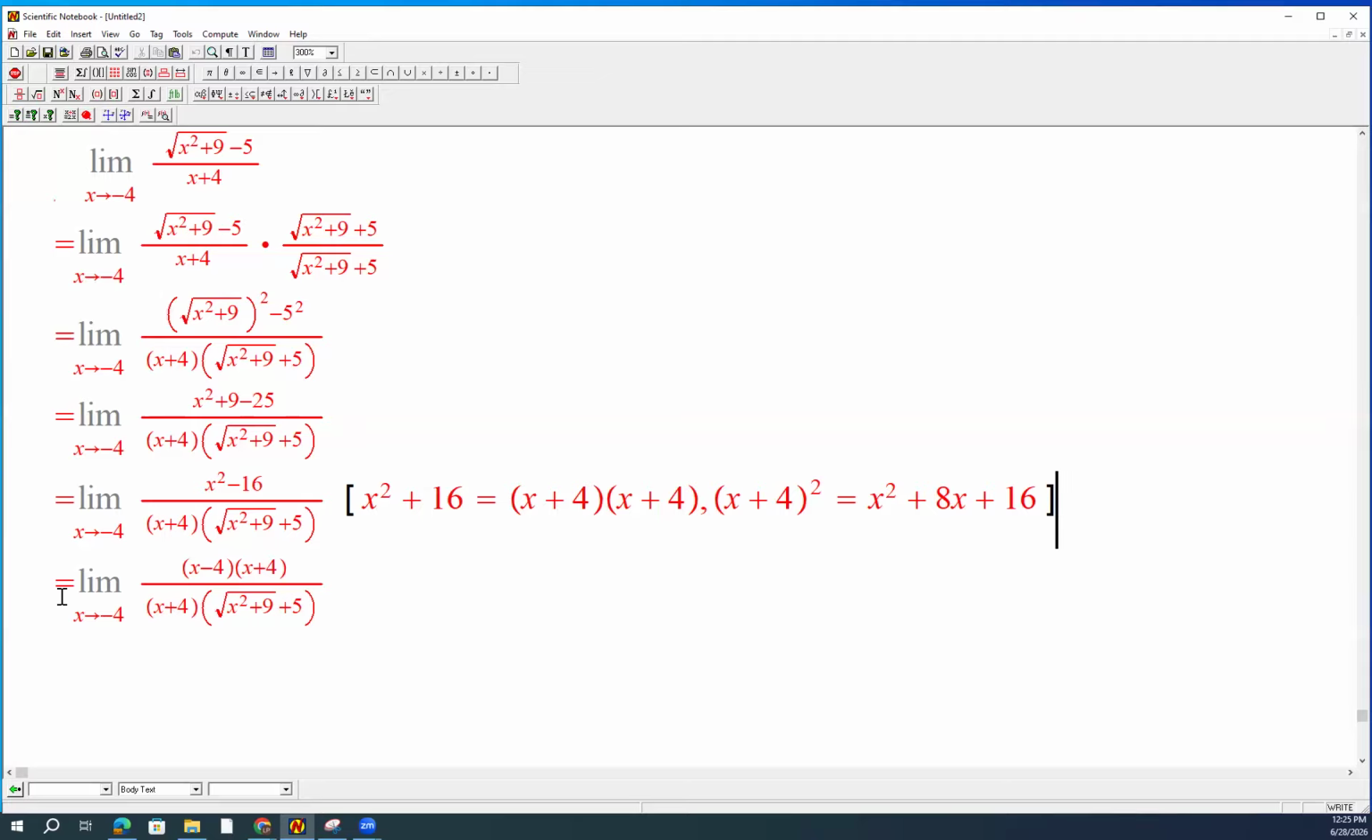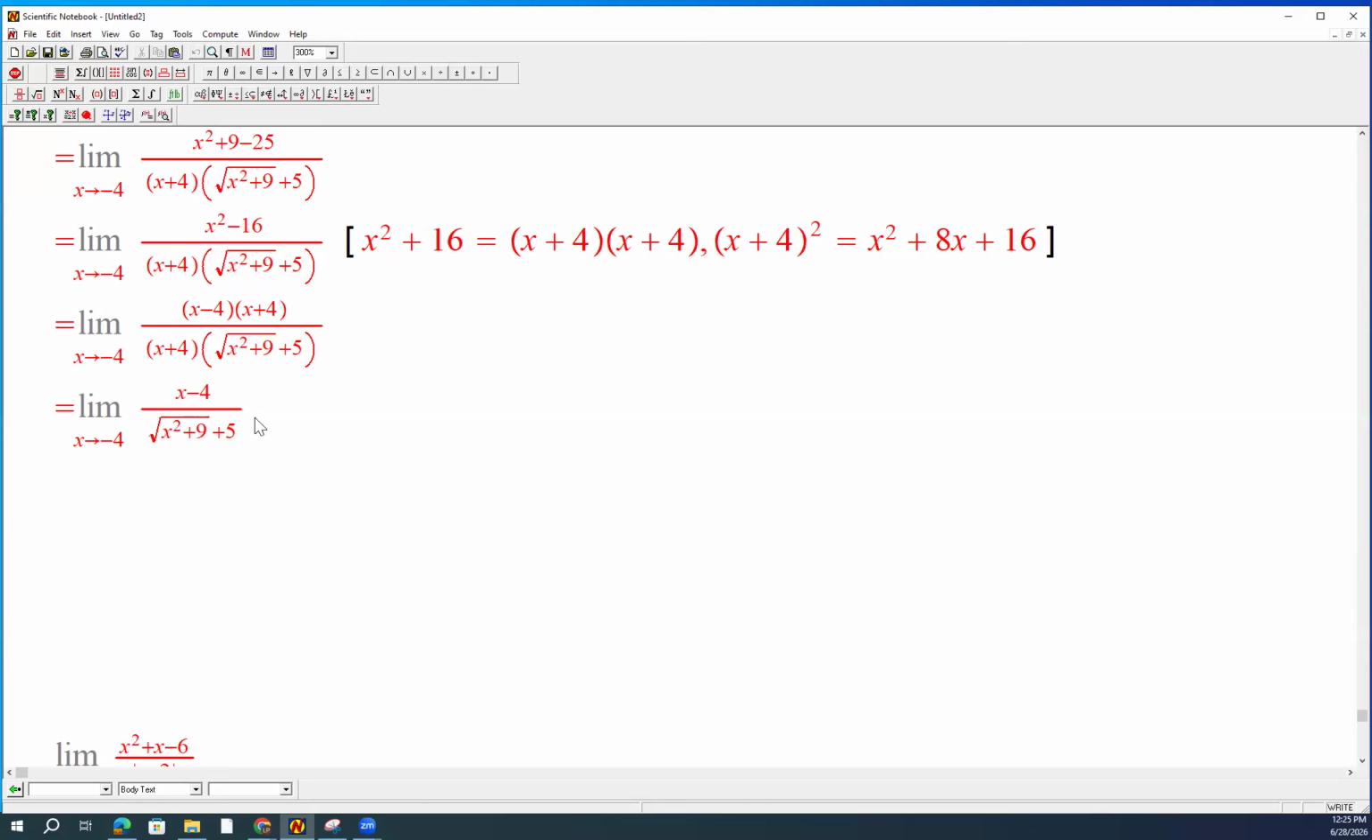Next step, because x is approaching negative 4, x is not equal to negative 4. Therefore, x plus 4 and x plus 4 are reduced, and these parentheses can be removed. And then we can do direct substitution, because now we no longer have a zero denominator. So here, x will be replaced by negative 4. The parentheses around negative 4 are necessary.